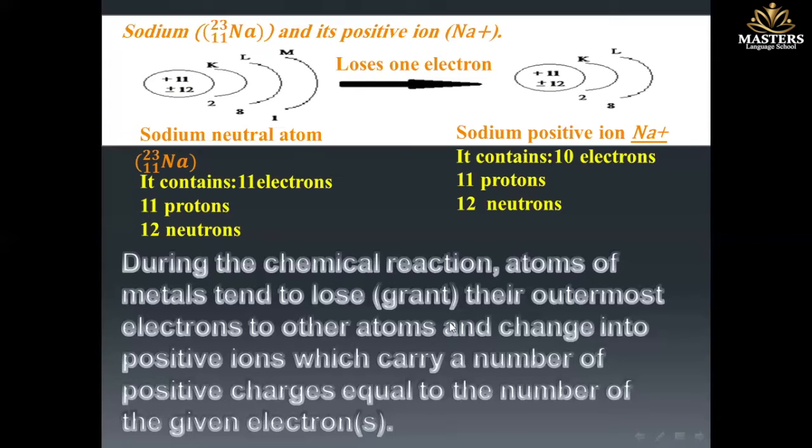So in that situation, the sodium positive ion contains 10 electrons, 11 protons, and 12 neutrons. And also in that situation, the number of protons is greater than the number of electrons by 1. So it's going to be Na positive 1.